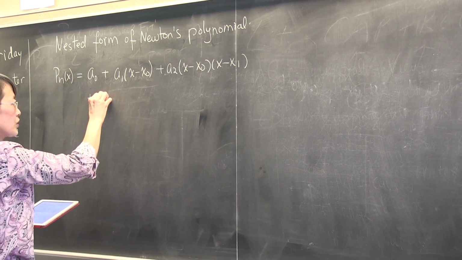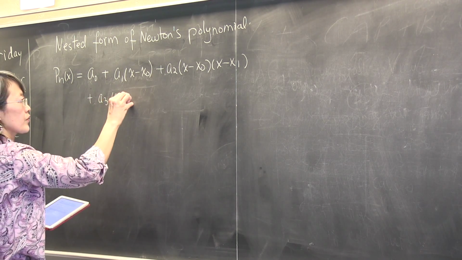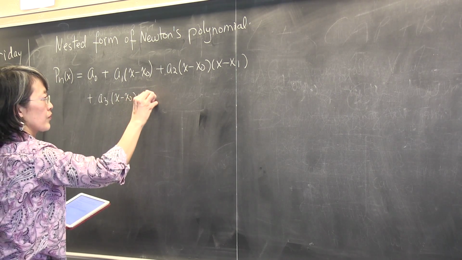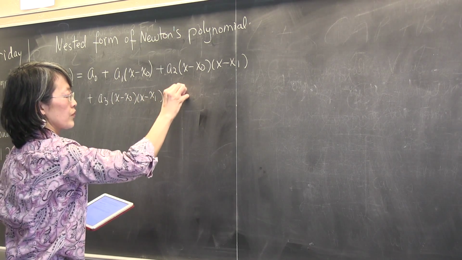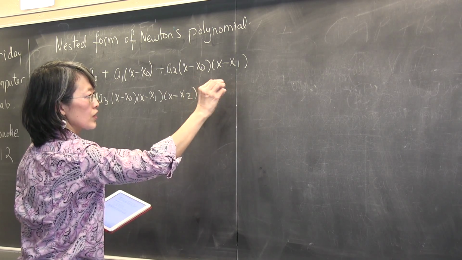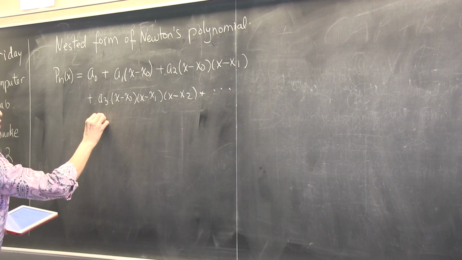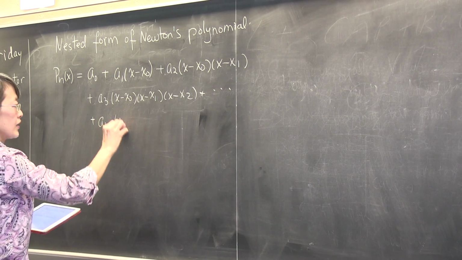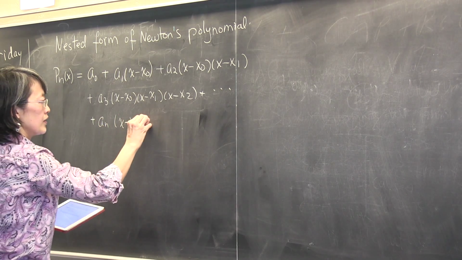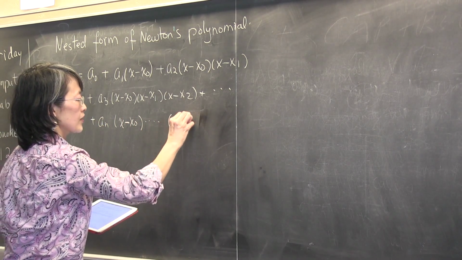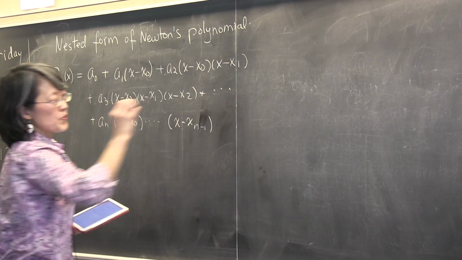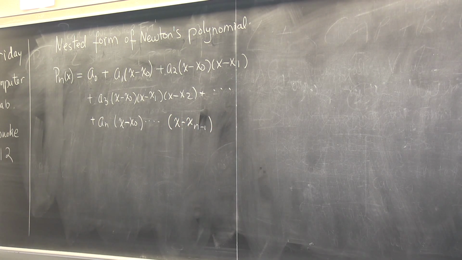Let me take one more turn. Dot, dot, dot. There are many. And then to the last one, that's an. All these multiplies, it's a product of all these terms. All right. So once you have found all these a_i's and you have all these x's, you have the polynomial, and it can be written like that.